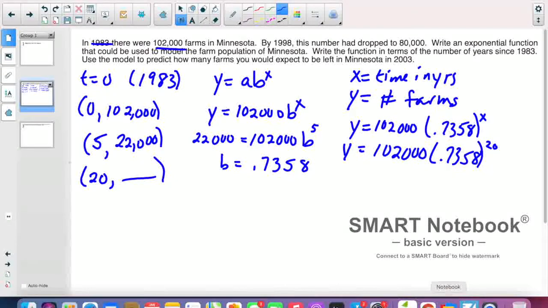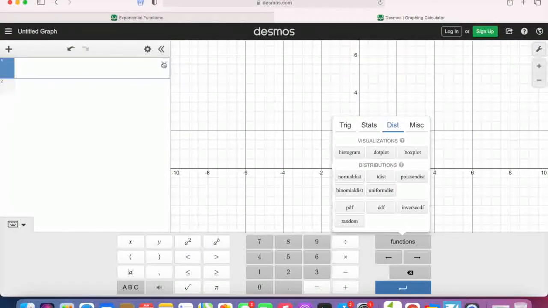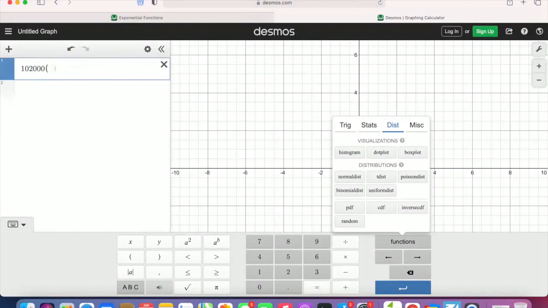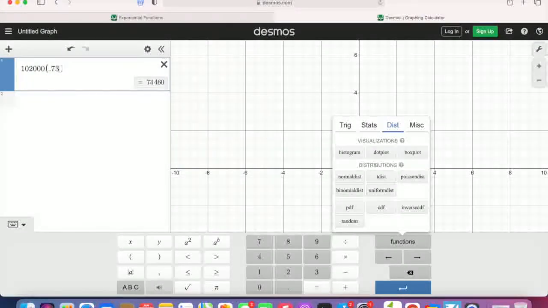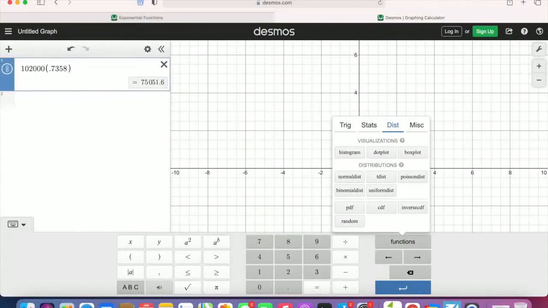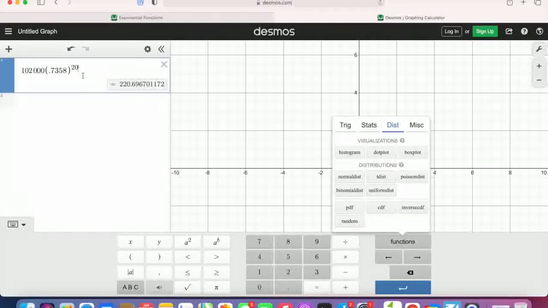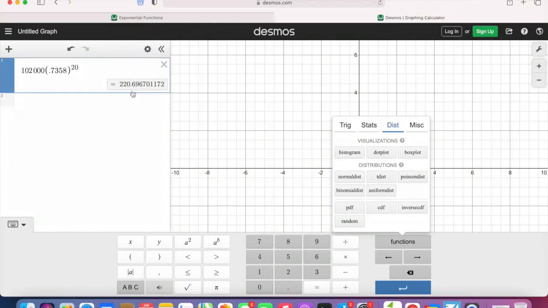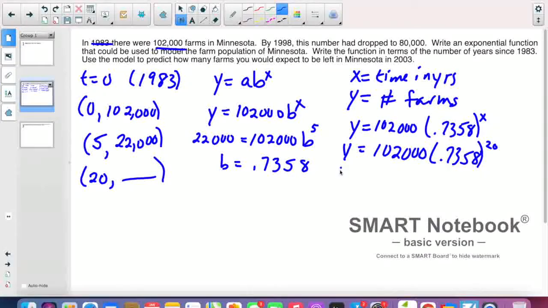So I'm going to go back to Desmos and I'm going to put that in there. So we've got 102,000 times the 0.7358 in parentheses, and that is to the 20th power. Gives us 220.6967. Now we're predicting the number of farms in Minnesota. So the number of farms after year 20, if this pattern continues, so that would be in 2003, would be 220 farms, and we would round to the nearest farm, so 221 farms. So my answer here would be 221 farms as my prediction of how many farms are left.